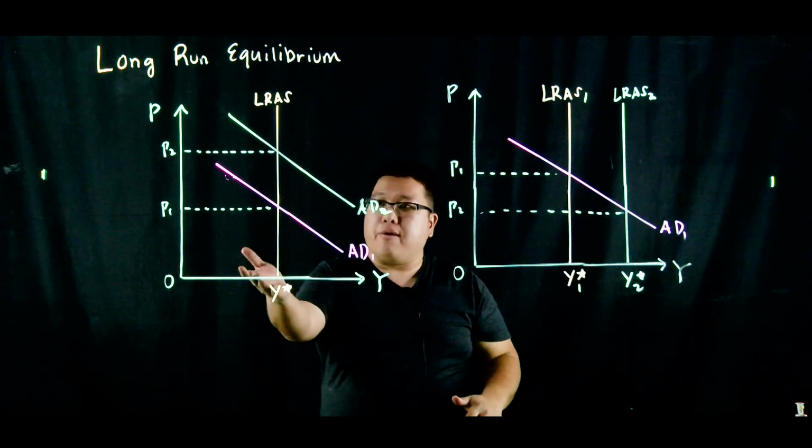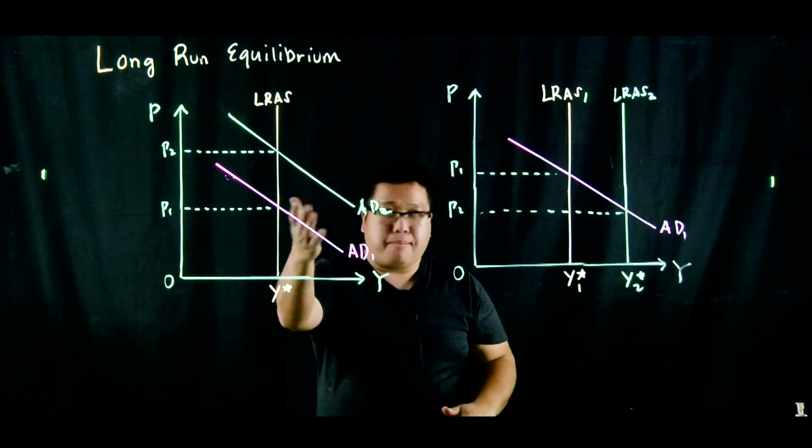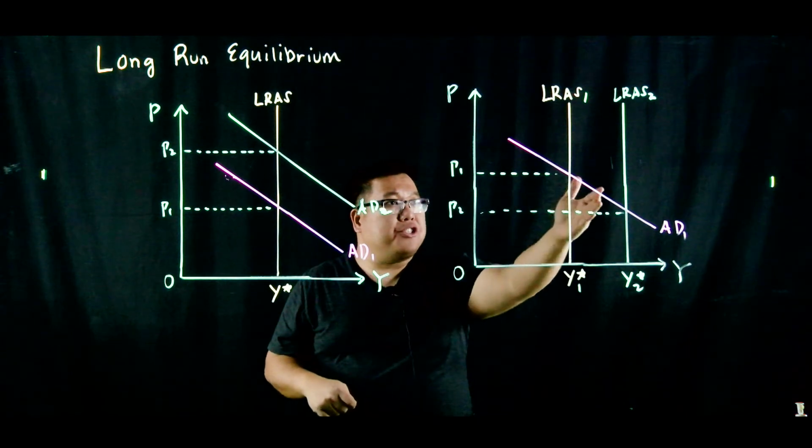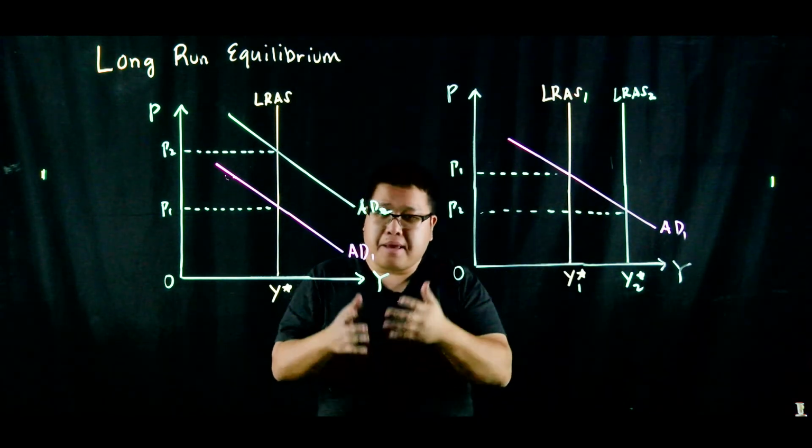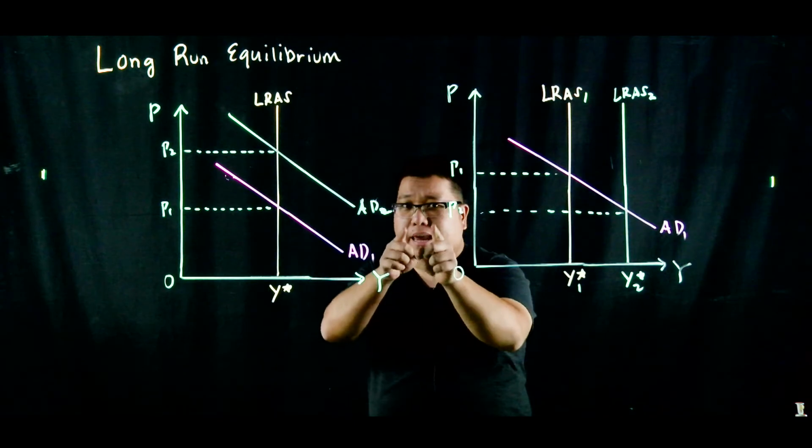So this is long-run equilibrium, the demand effects, and the effects of a shift in our long-run aggregate supply. I hope you learned something from the video, and I'll see you soon.